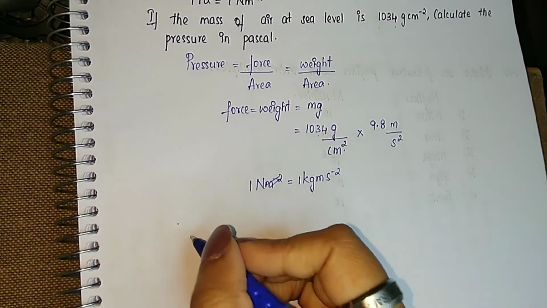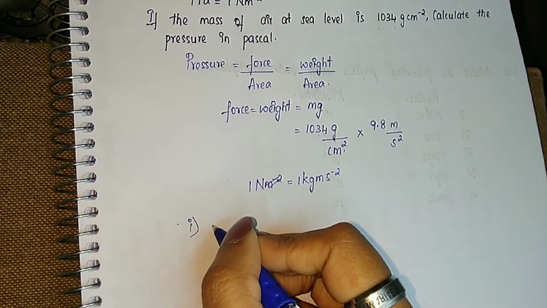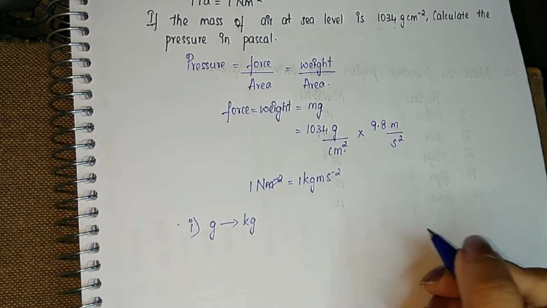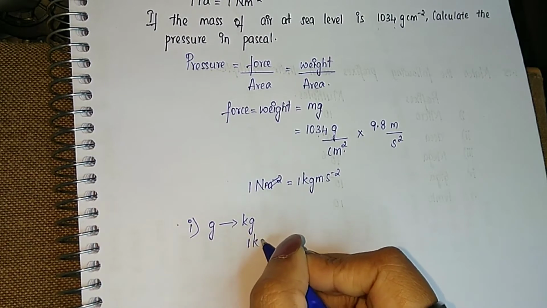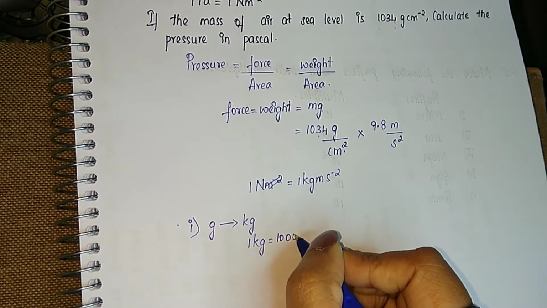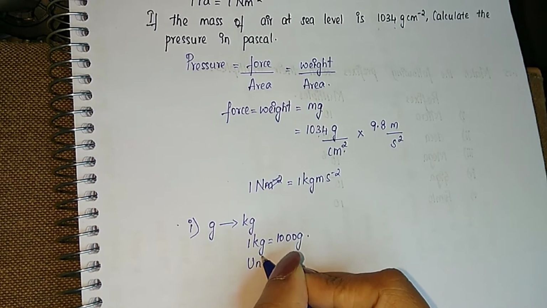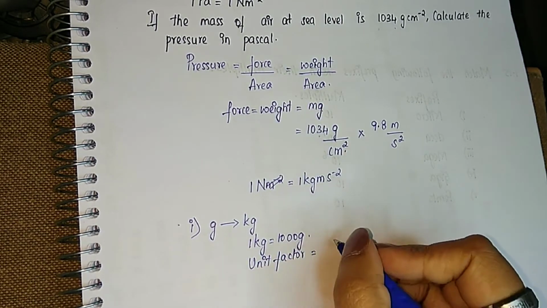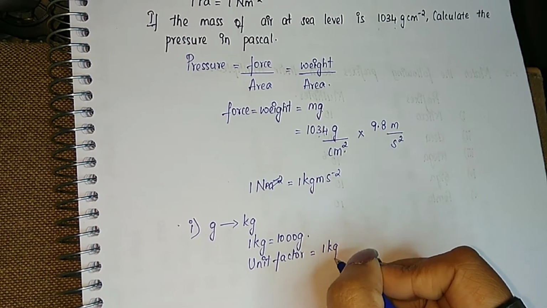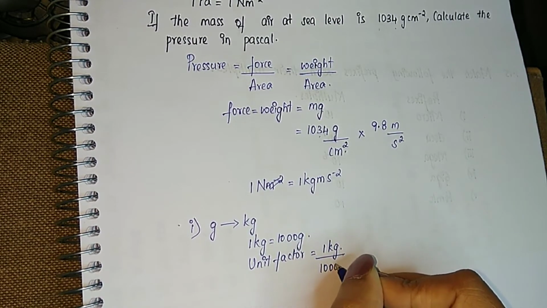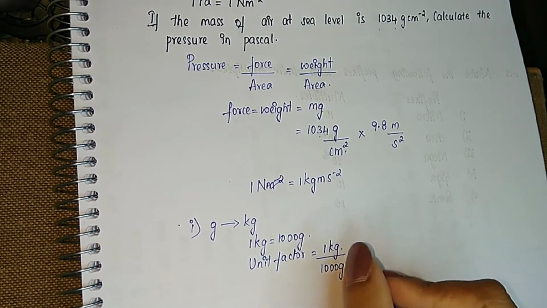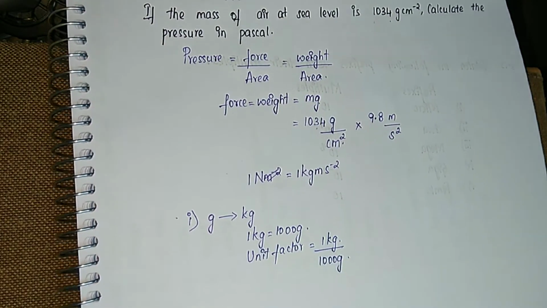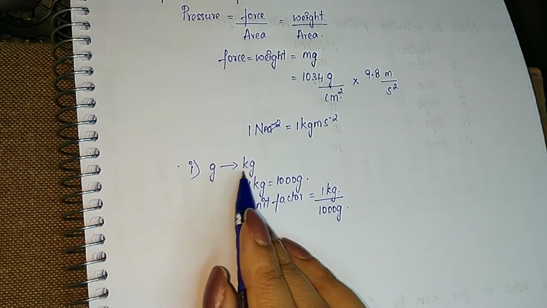So first one is gram to kg conversion. Here we have 1 kilogram is equal to 1000 grams. So therefore, in terms of unit factor, we will get 1 kg by 1000 grams. We are going to use this along with this formula in the end. So that is for the conversion of gram to kg.